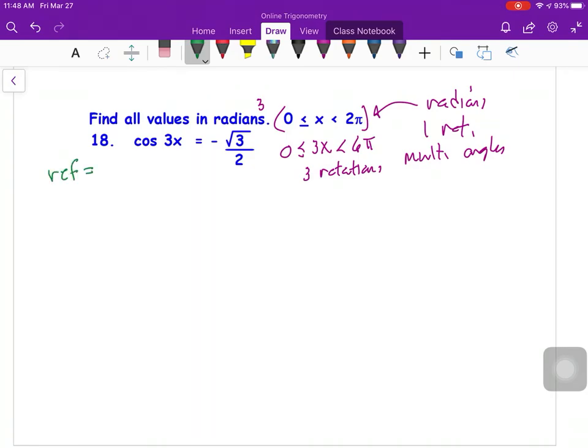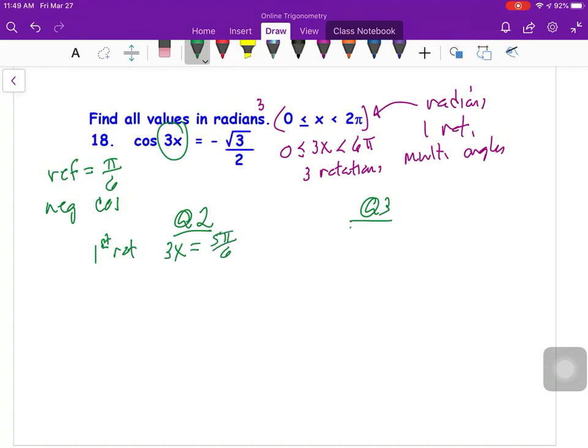Okay, we do have a reference angle. The reference angle here would be, well, in degrees it would have been 30 degrees. In radians it would be pi over 6. Negative cosine tells me that we're in quadrants 2 and 3. First rotation, the 3x would be equal to, in quadrant 2, a full pi, 6 pi over 6, minus 1 pi over 6, so it's 5 pi over 6. Quadrant 3, the 3x would be equal to, well, this time it's 6 pi over 6 plus pi over 6, so it's 7 pi over 6.